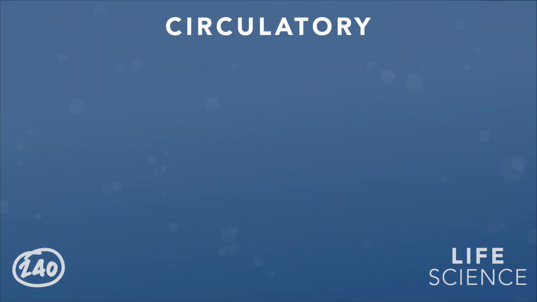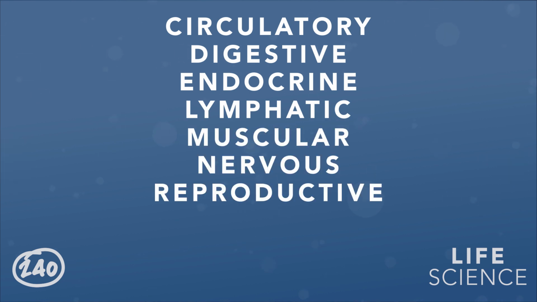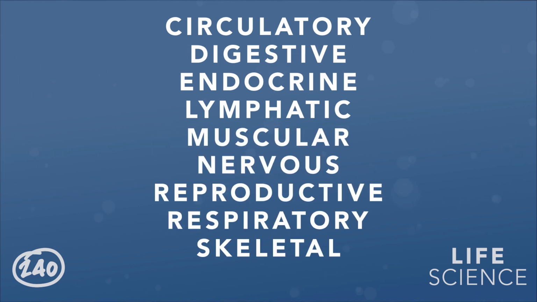Another specific concept that you need to know are the various systems of the human body. And these systems include things like the circulatory, the digestive, the endocrine, the lymphatic, the muscular, the nervous, the reproductive, the respiratory, and the skeletal systems. Now, your body is a very complex organism and it has different systems to accomplish different functions. You need to know what those different systems are and what functions they accomplish.